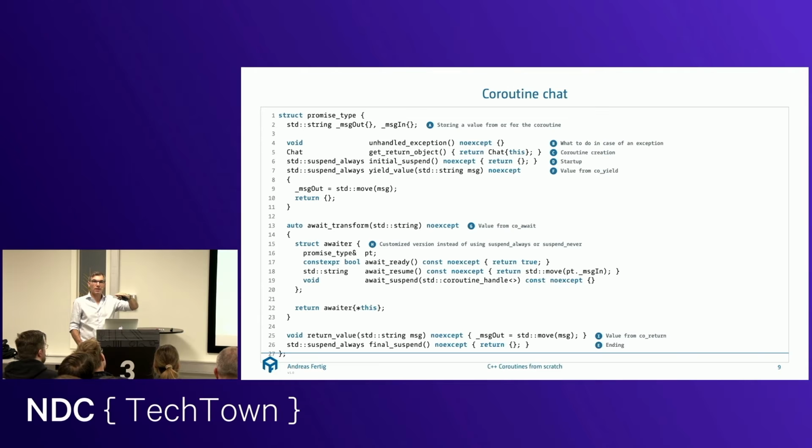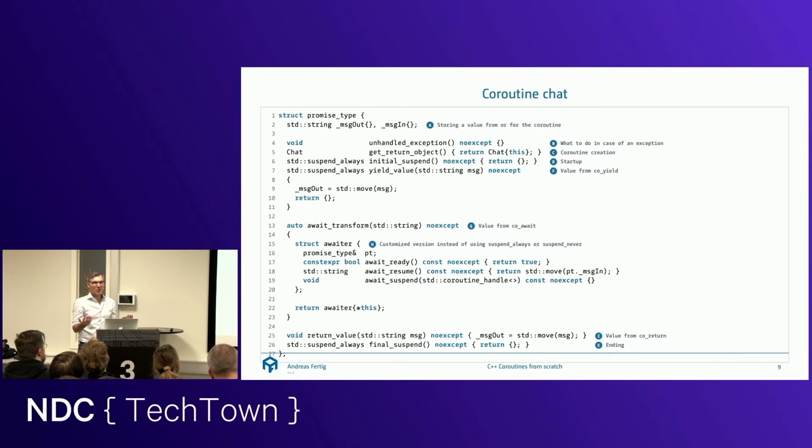This is initial suspend. There I can control, should this coroutine return or pause after it's being created, or should it continue directly? As a mental model, you can see it like if you're creating an object and you have a constructor, most of the time you only initialize all the members of the class in your constructor and then return. Means you have a valid object, somebody can work with that.